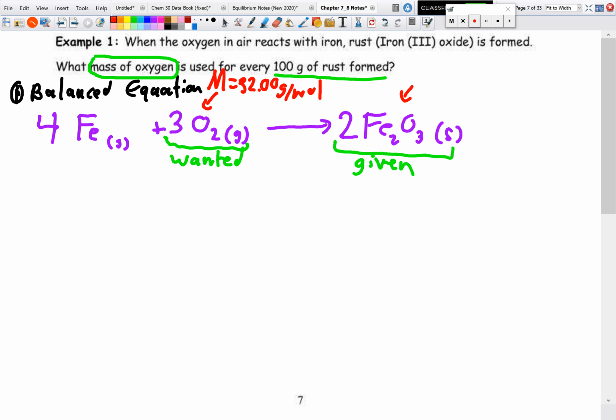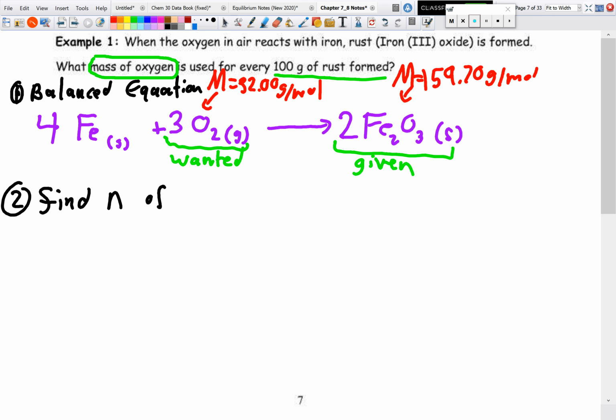And then same thing, if you just want to do rust, this is just so we know we're going to have to use these in our calculations later, and you can get the molar mass of rust really quick as well, just by adding up 2 irons and 3 oxygens, and you should get 159.70 grams per mole. So that is step 1 complete, where we have our balanced chemical equation, we highlighted our wanted and our given substance, and we also figured out the molar mass of both. So now we are ready to move on to step 2.